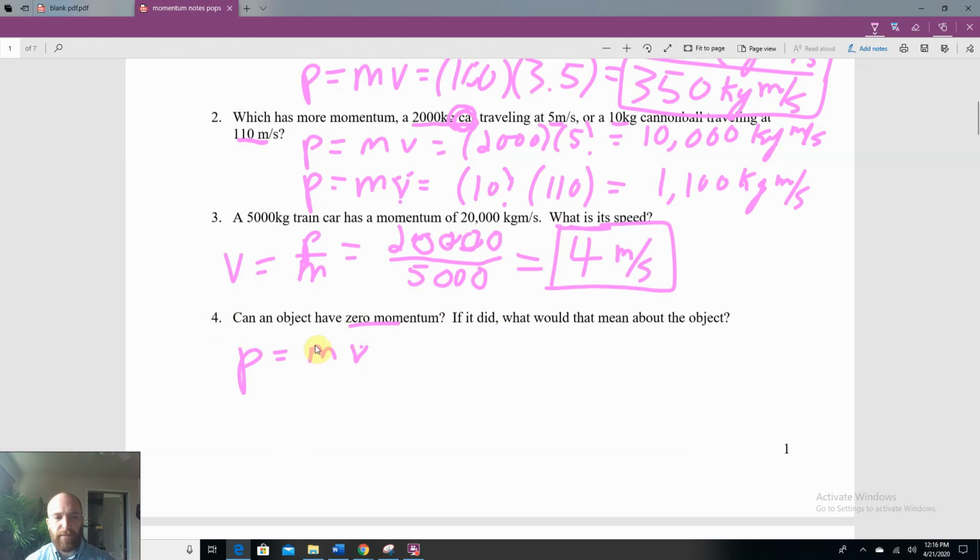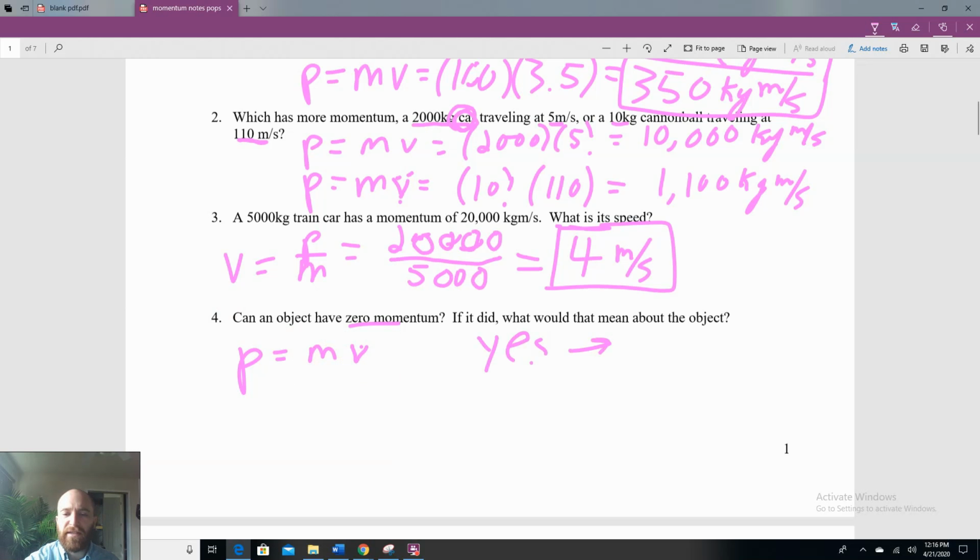Let's go one at a time. Can m be 0? Can an object have a mass of 0? The answer to that is no. If an object had no mass, it would not be made out of anything. It wouldn't exist, so, okay, the mass can't be 0. Can v be 0? Yeah, definitely, right? So I would say that the answer to this is yes.